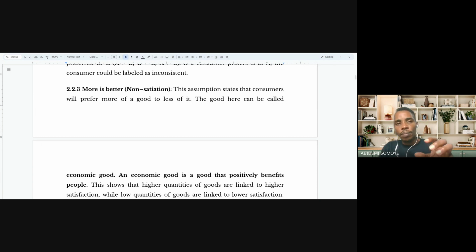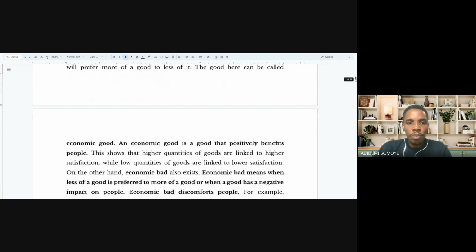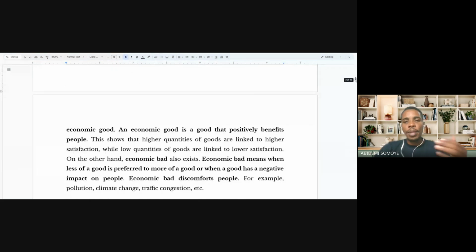So if the thing is going to be beneficial to us, we refer to it as an economic good. Because I said an economic good is a good that has positive benefits to people. This shows that higher quantities of goods are linked to higher satisfaction, okay? While low quantities of goods are linked to lower satisfaction. So you are having more of the good because you believe it's going to give you much more satisfaction.